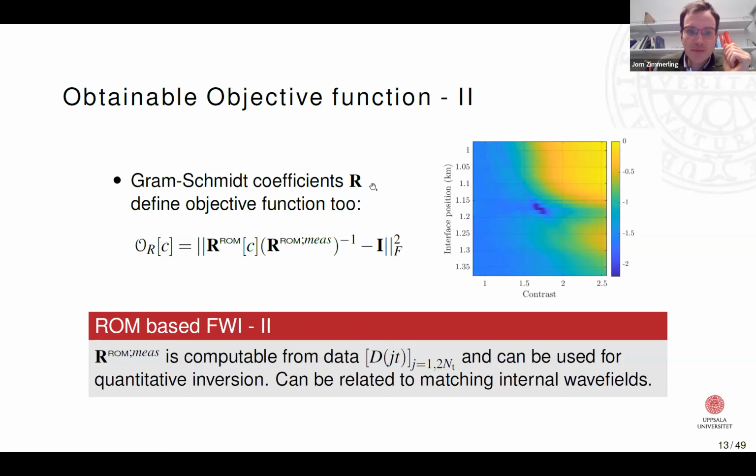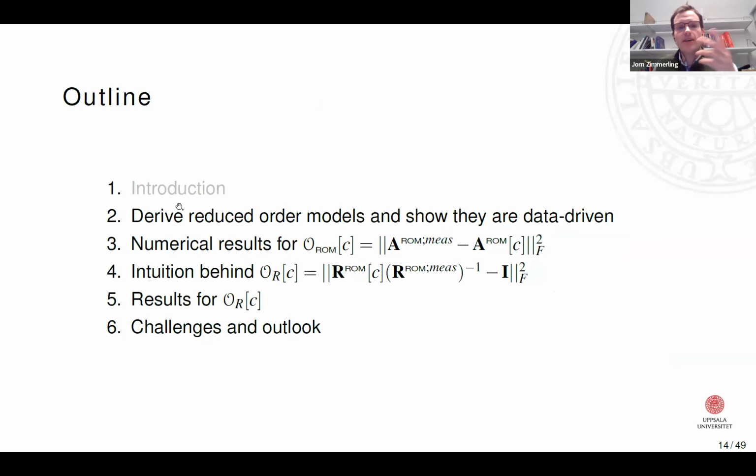Okay. And then later in the talk, if I have time, I will actually show that you can make a simplification: even the Gram-Schmidt coefficients that we model, versus hit from the right with the inverse of the reduced order model coefficients that we measure, define an objective function that can be related to matching essentially internal wave fields. But that's later on. So after this introduction, I now want to derive what these reduced order models are and how you get them. And that's the technical part of the presentation for the next 8-9 slides.